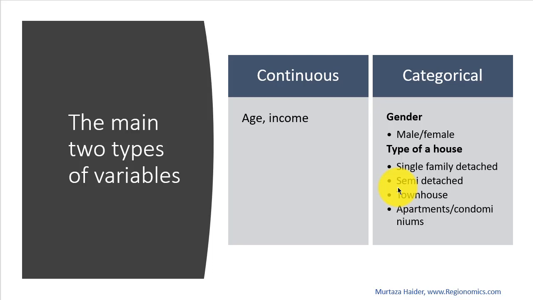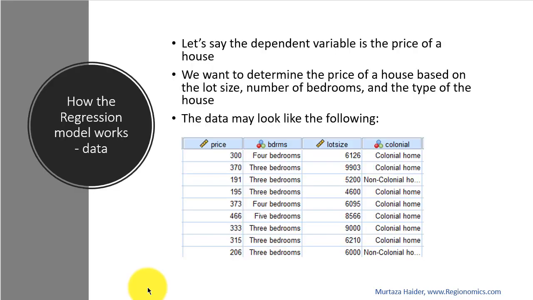So let's look at a data set. Let's say the dependent variable of our regression model is price of a house. We would like to predict the price of a house, and the prices are listed in thousands of dollars. So the first home is priced at $300,000. It has 4 bedrooms, and the lot size is 6,126 square feet, and the home is of colonial type.